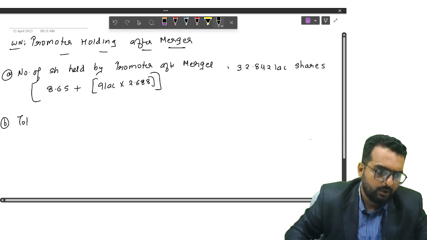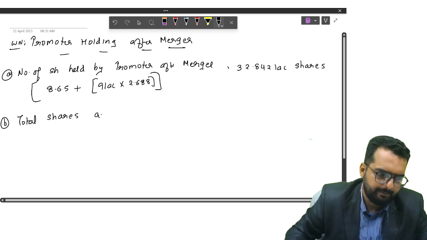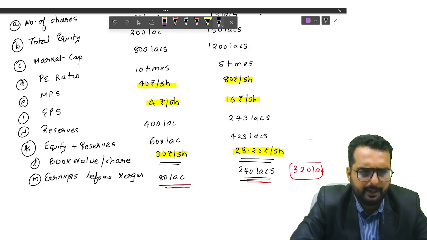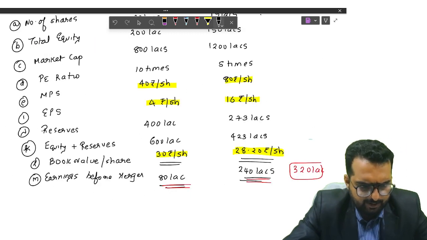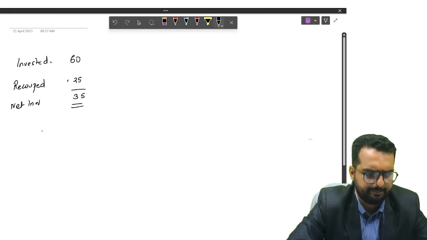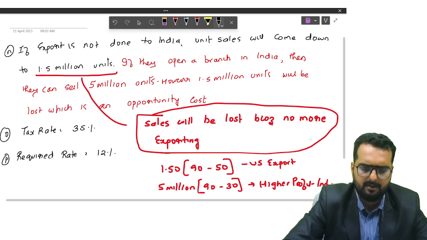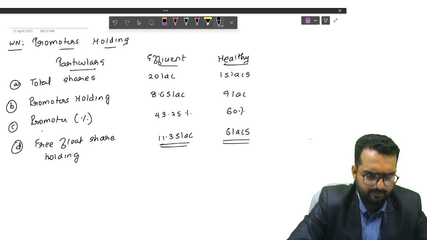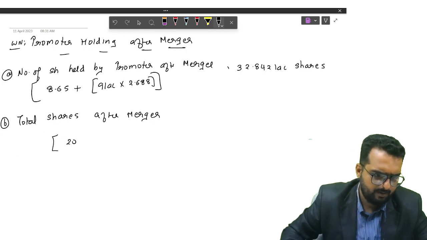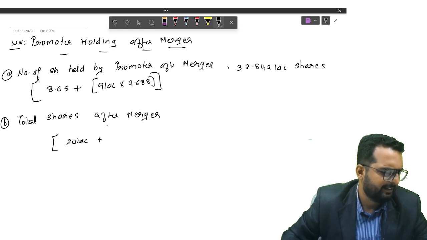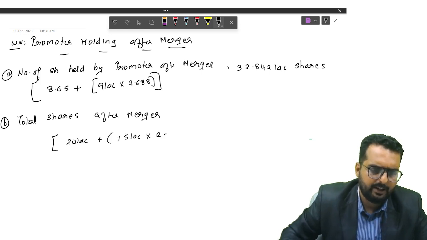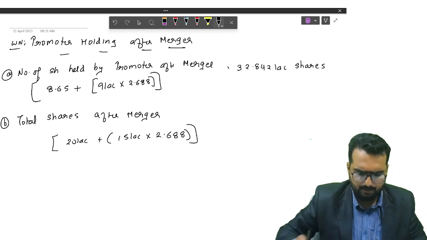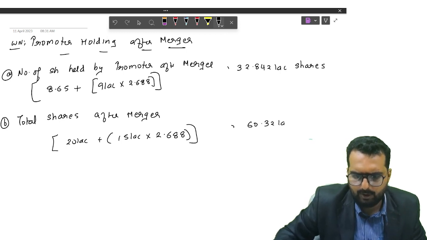Point number B will be total shares after merger. Total shares after merger. That would be, you have, wait, how many shares are there available here? 20 lakhs and 15 lakhs, correct? Plus how much is the other company? 15 lakhs, right? Correct. It will be 15 lakh into 2.688. Do you get the answer as 60.32 lakh shares?